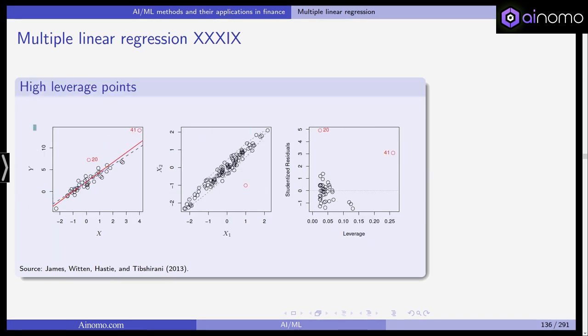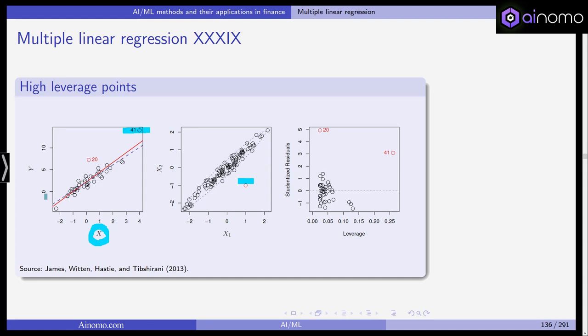Same thing for the high leverage point, which is observation 41 here. This is an extreme value for x, for a predictor. Again, you can see that if you plot x1 and x2 against each other, this is a high leverage point. With high leverage points, you can see here that the regression line changes. In this case not too dramatically, but it does change, and this is a problem for high leverage points. That's why they are called high leverage points: one single observation can affect the estimation of our regression line dramatically.